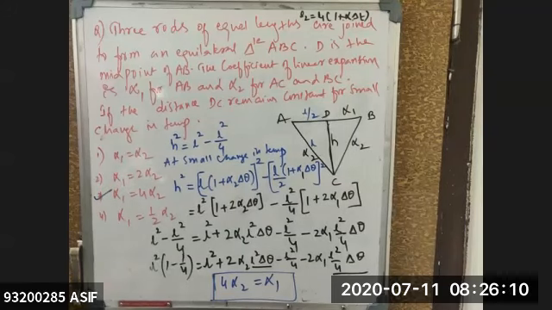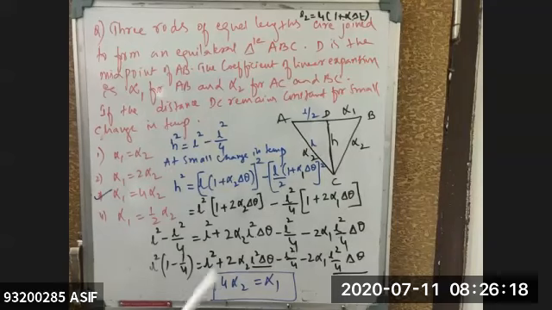And then 2 alpha 2 L square delta theta minus 2 alpha 1 L square by 4 delta theta will be there. And then in that, if we take common, 2 L square delta theta into alpha 2 minus alpha 1 by 4. And then we get alpha 2 minus alpha 1 by 4 equal to 0. And then we get 4 alpha 2 equals alpha 1.